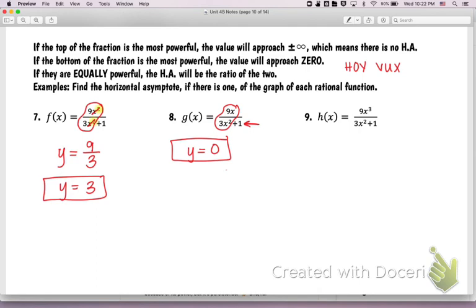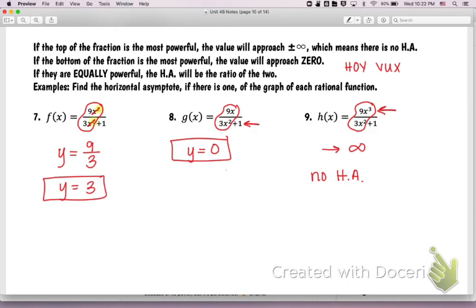The last one, if we look here, 9x cubed compared to 3x squared, well, here the top is the one that has all the power. That means our number is just getting bigger and bigger and bigger, which means the value of this fraction is going towards infinity. We don't care that it's infinity or negative infinity. All we know here is that there's going to be no horizontal asymptote because it never flattens out. It either keeps going up forever or it keeps going down forever. That's like our typical end behavior.